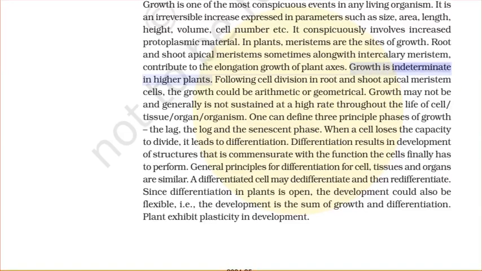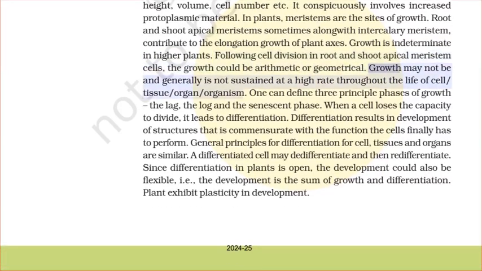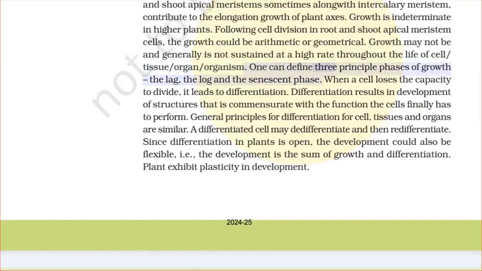Growth is indeterminate in higher plants. Following cell division in root and shoot apical meristem cells, the growth could be arithmetic or geometrical. Growth may not be, and generally is not, sustained at a high rate throughout the life of a cell, tissue, organ, or organism. One can define three principal phases of growth: the lag, the log, and the senescent phase.